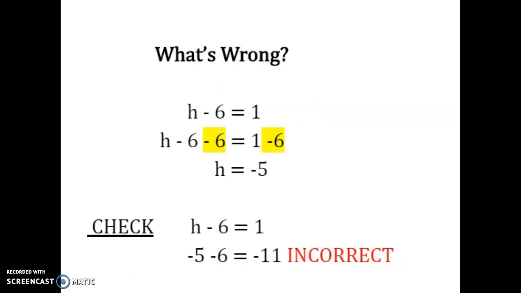Here's another what's wrong problem. The original problem, H minus 6 equals 1. In this problem, the student knows that what you do to one side, you have to do to the other. And that was great. However, because this is a subtraction problem, they added a negative 6 to both sides. That doesn't cancel out the 6's to get an H there. Because remember, we've got to isolate that variable. That gave us an incorrect answer, and when we added it back in, we knew we were incorrect. Remember, do the opposite.